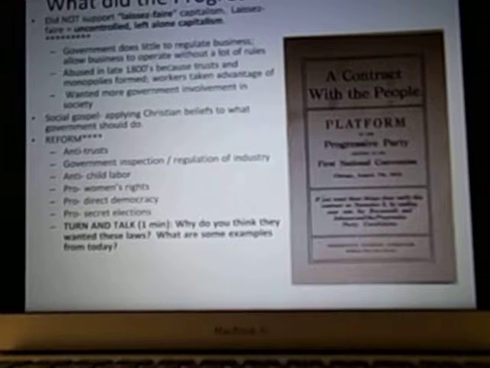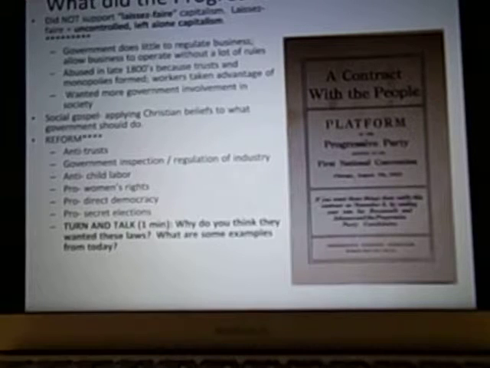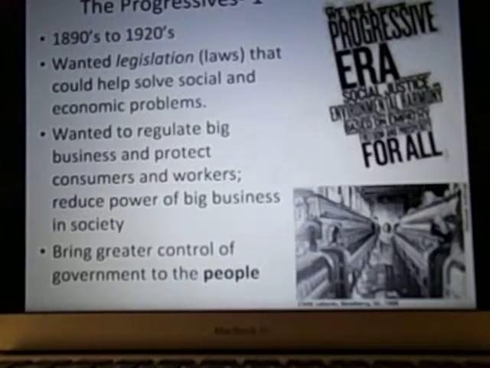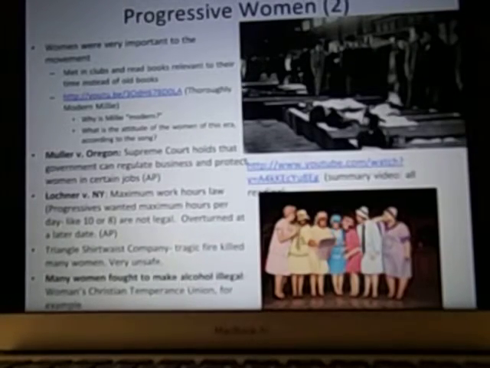They felt the government should work to help people and not simply sit and do only basic things, which is what Republicans at the time sort of felt the government should do. So these are all things that progressives wanted to accomplish. This slide just summarizes that again. Study it. All right.